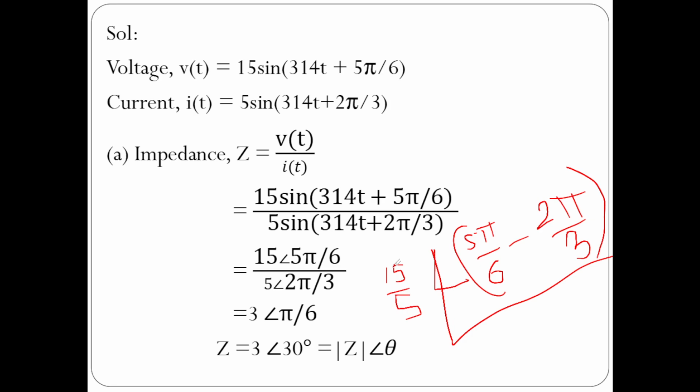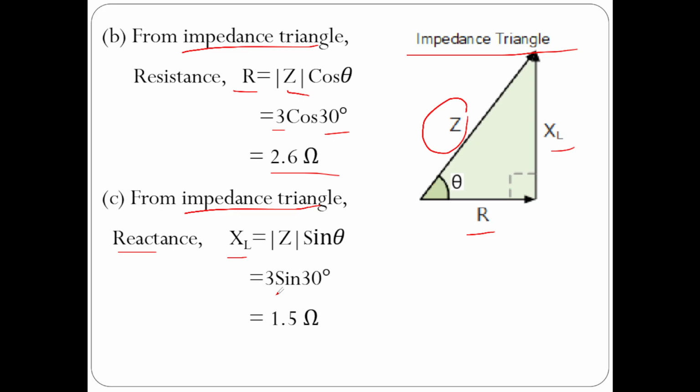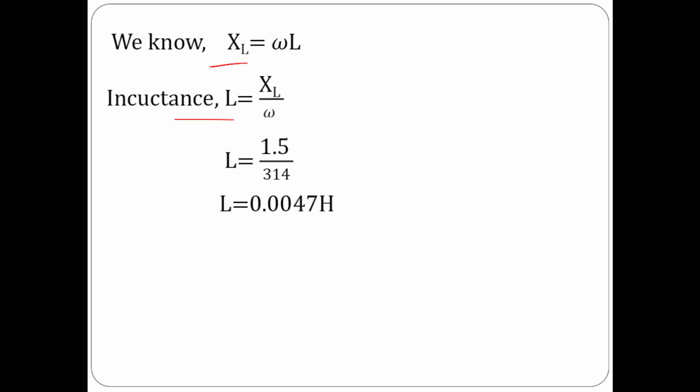From the impedance triangle, what is the reactance XL? XL equal to Z sin theta. Z is 3, theta is 30. So 3 sin 30, you will get 1.5 ohms. And what about XL? XL equal to omega L, the inductive reactance. What about L? L is XL by omega. XL is 1.5, and omega is 314. So L is 0.0047 Henry. The inductance value is 0.0047 Henry.